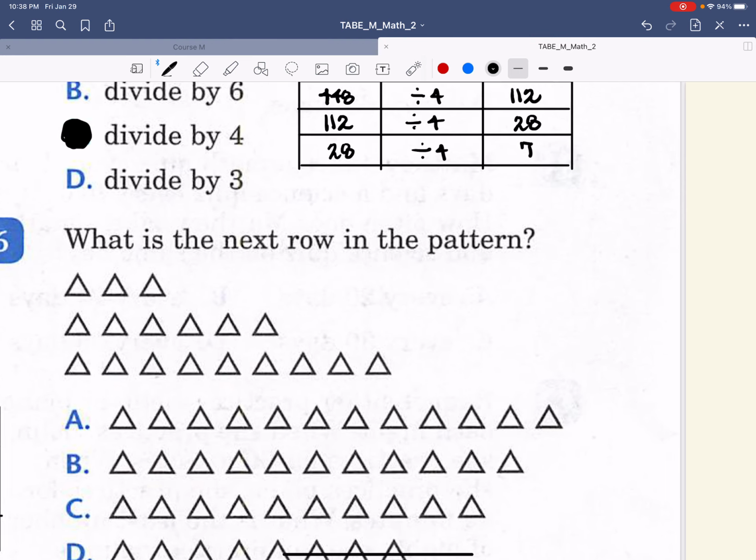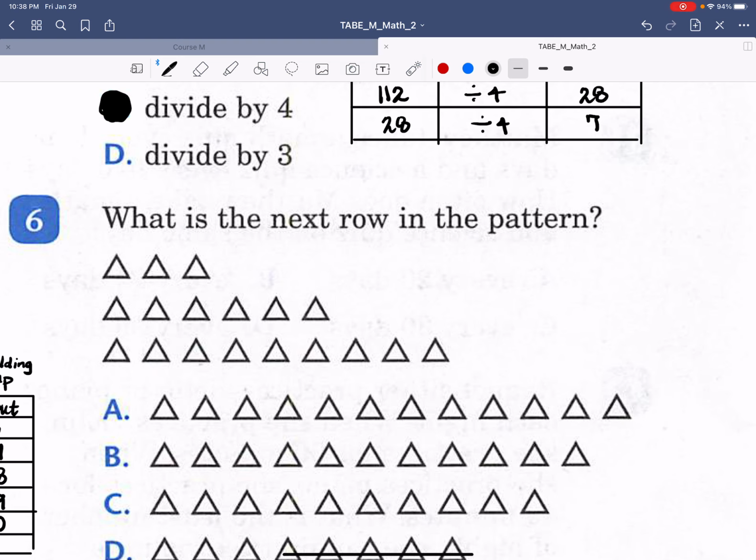Okay, number 6. This is just a picture pattern, so I'm not going to draw the input-output. It says, what is the next row in the pattern? Well, this one has 3 triangles. This one has 6. This one has 9. So I am building up by 3. So every time I'm adding 3 triangles to the list. So what would it be? 3, 6, 9, 12. Okay, that is A.